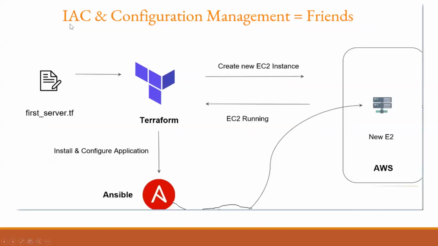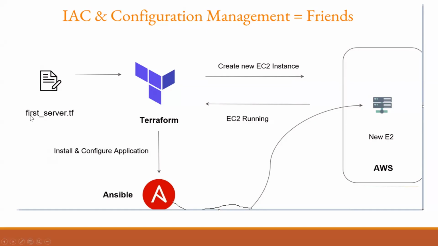So IaC, infrastructure as code, and configuration management tools are both friends, because after provisioning the servers we need to install Java and Tomcat. Ansible is the popular tool for configuration. Terraform is for IaC, infrastructure as code, to build the infrastructure, that is, infrastructure orchestration.